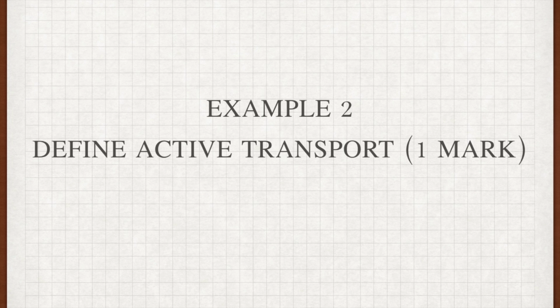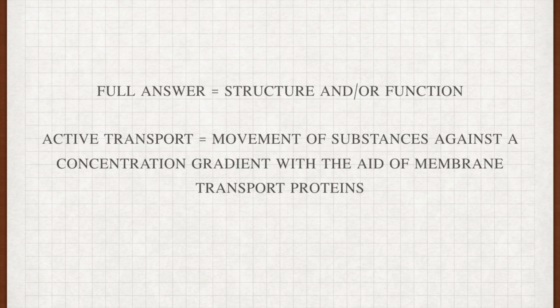Alright, so another example. We want to define active transport. Now this time, active transport isn't a structure, it is a biological process. So let's try the same thing. We use structure and function to define our answer. For active transport, you would say it is the movement of substances against a concentration gradient. In this first half of the sentence, you've referred to the most important function of active transport, it being movement, and it being against a concentration gradient.